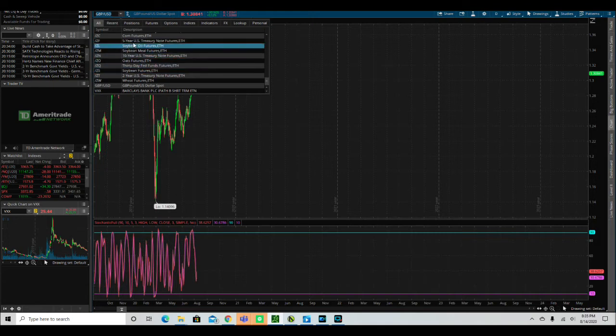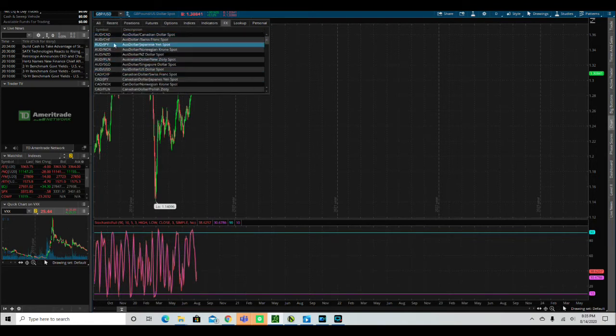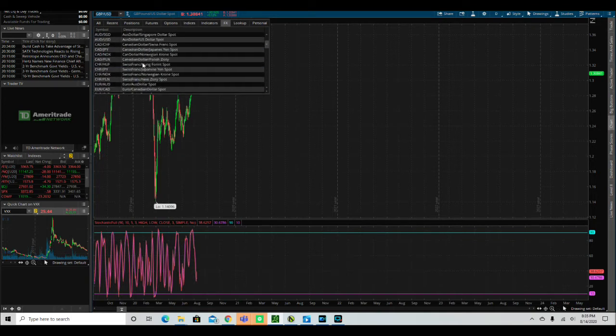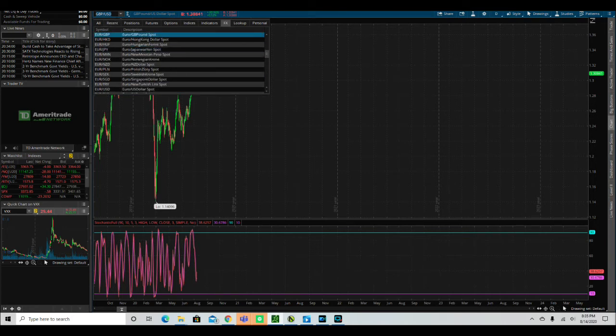So with that said, I'm looking at Forex, FX. And as you can see, there are a lot of currency pairs here. I trade the currency pair that I like, that I know. So I pretty much know and like to trade the British pound versus the US dollar.